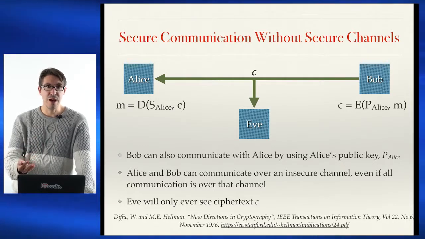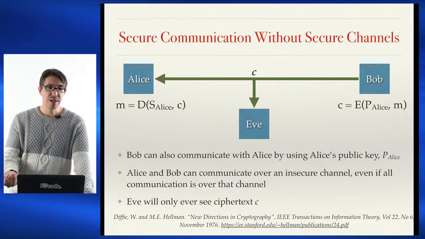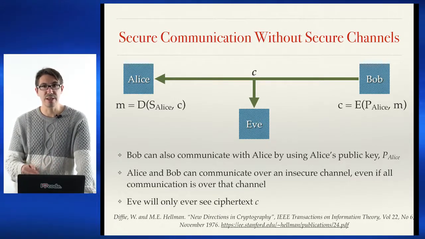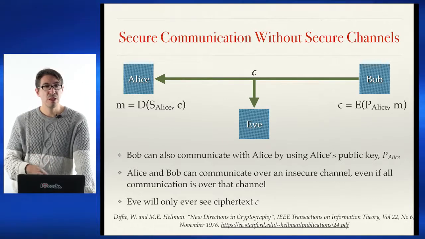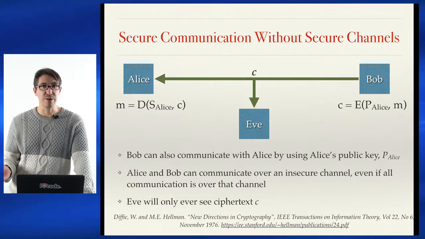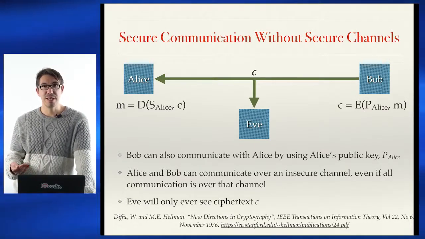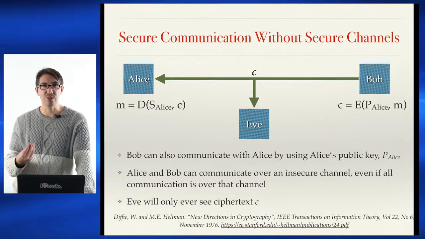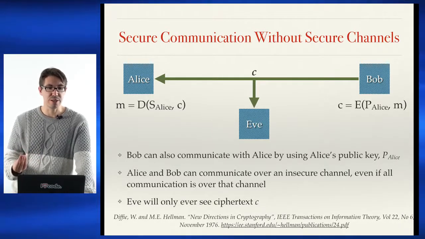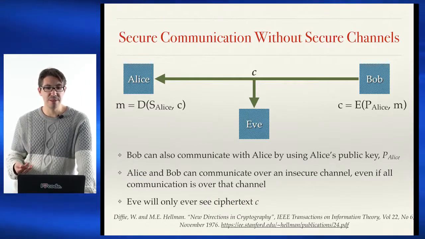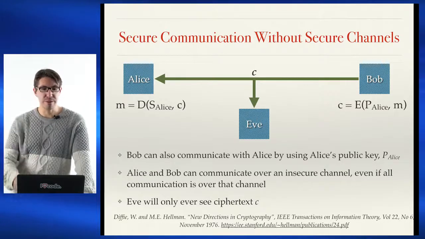Just like Bob, Alice will be able to decrypt the ciphertext and convert it into the plain text using her own secret key. So Eve, through all of this, is only going to see ciphertext over the network. And Bob and Alice are now able to communicate even though they never had a secure channel to share that symmetric key.